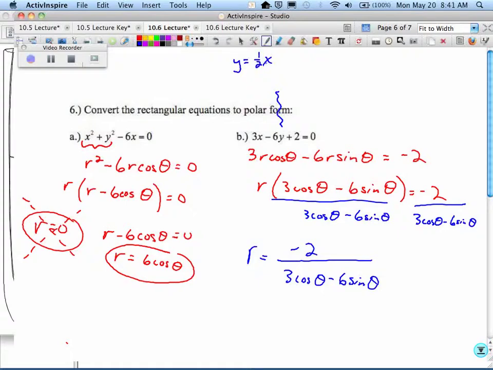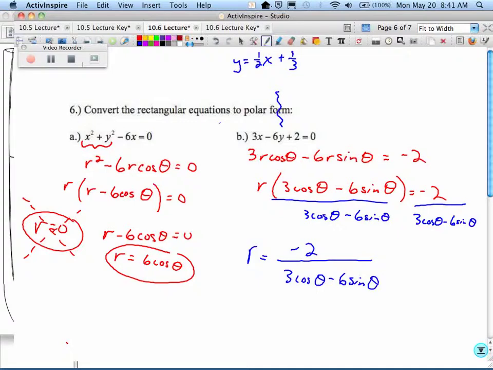So we should have something that touches the y-axis at 1/3 and has 1 over 2 for a slope. So for every one it goes up, it goes over 2 horizontal.